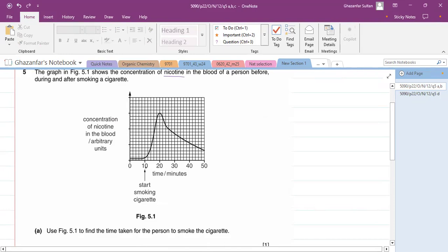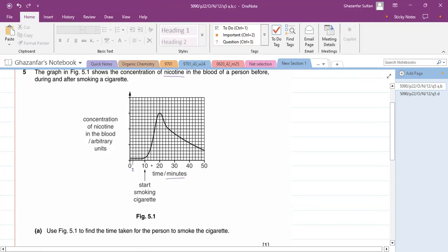first notice that this is the independent variable, that is time, and this is the dependent variable, the concentration of nicotine in the blood, and whatever the unit, they have mentioned arbitrary unit. Okay, now see, from here to here, 1, 2, 3, 4, 5. It means each division is equal to 2 minutes because the unit of time is minutes.